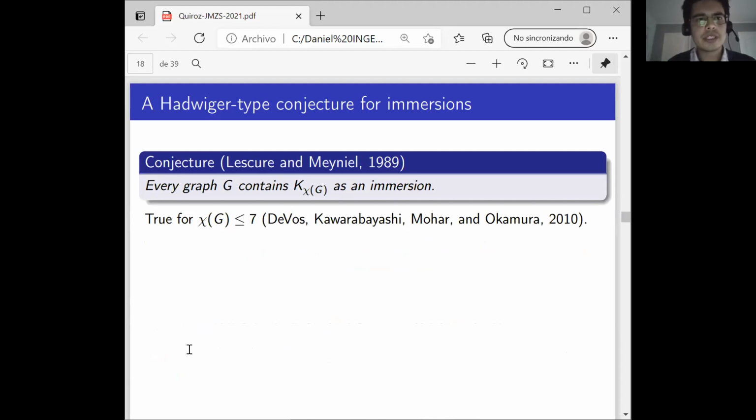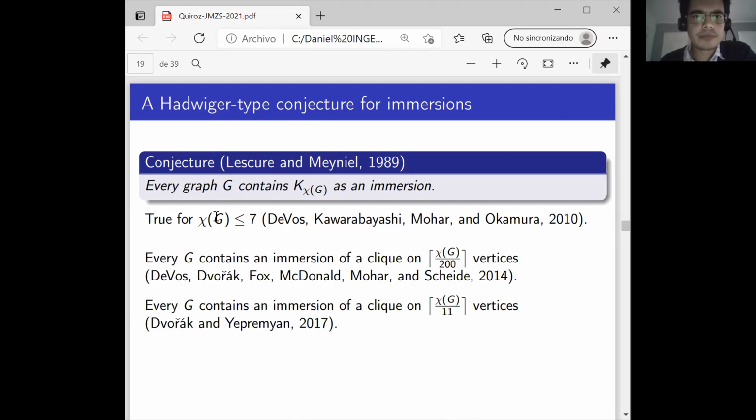And there is some Hadwiger-type conjecture for immersions as well. So can we have a complete large immersion if we have a large chromatic number? In fact, do we have one of the size of the chromatic number? That's the conjecture of Lescure and Meyniel. So it's true if the chromatic number is at most 7. So that's one more case than Hadwiger's conjecture, and the proofs are quite short and simple.